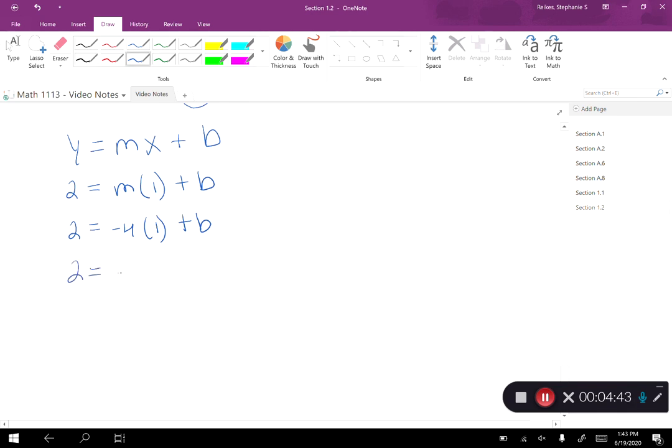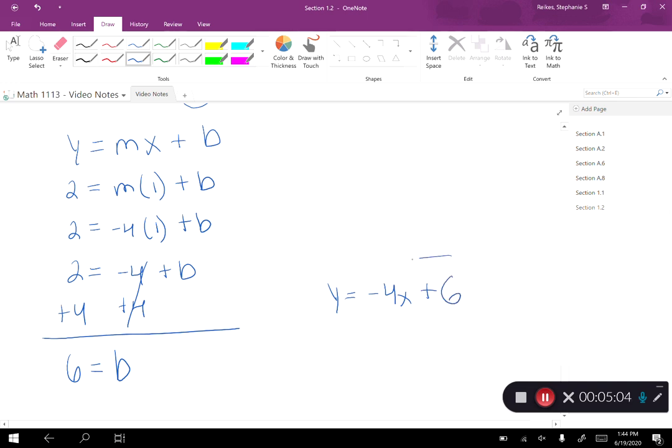2 equals negative 4 plus b. Adding 4 to both sides, I get b equals 6. And putting my final answer together nice and pretty, I get the equation y equals negative 4x plus 6.